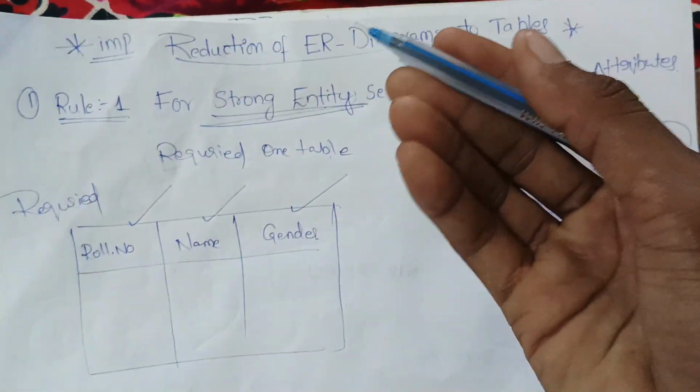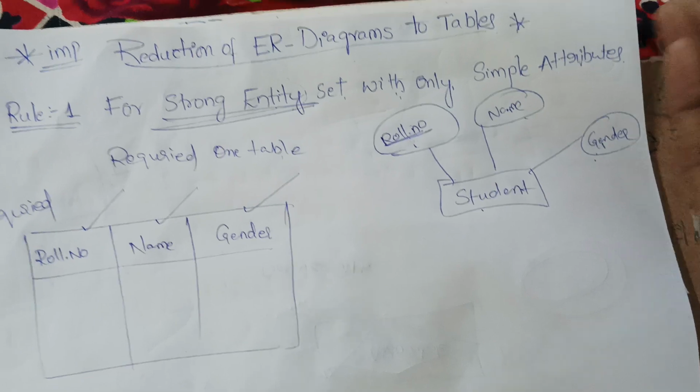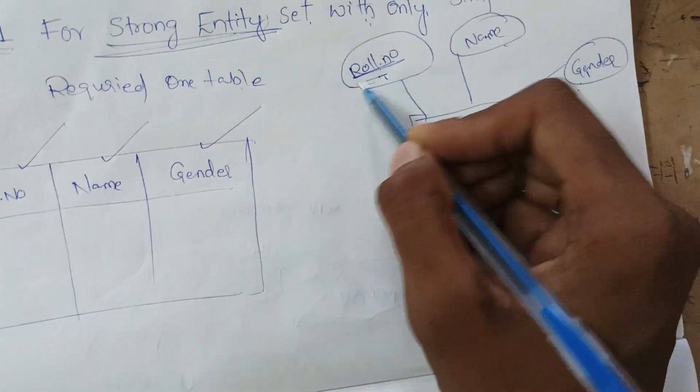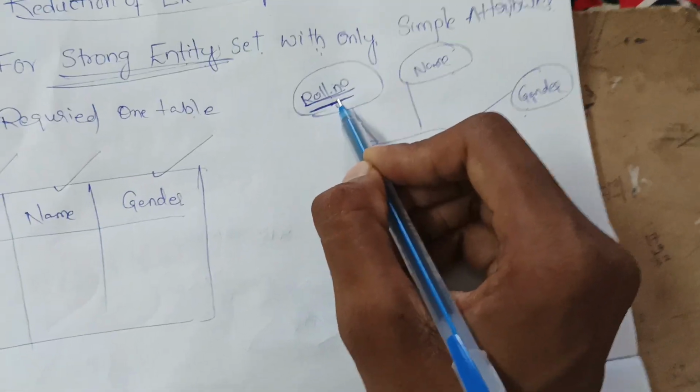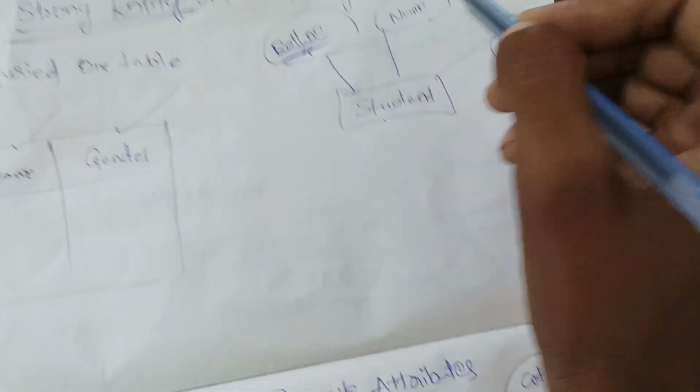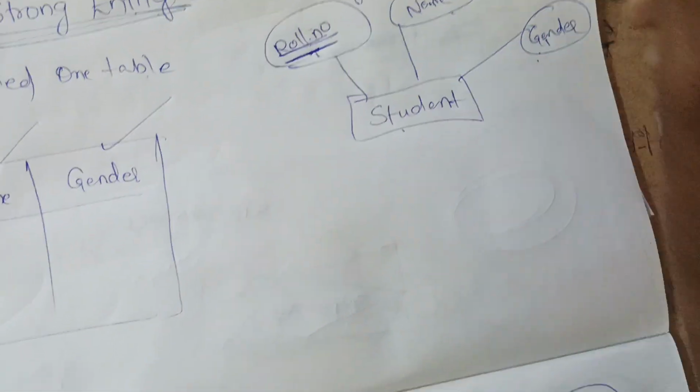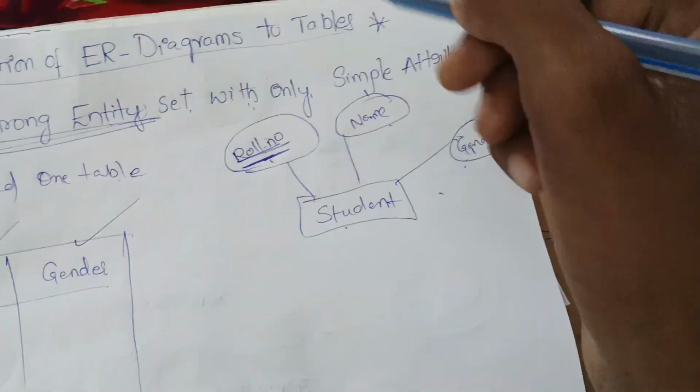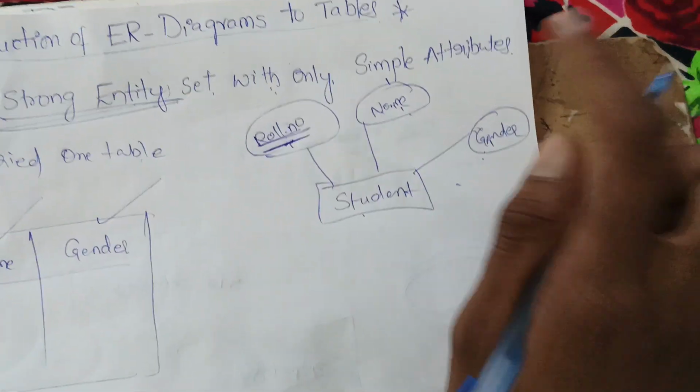That is what is meant by a strong entity: an entity which cannot be dependent on another entity. That means the entity contains at least one primary key, so retrieving and accessing data is very simple. What is meant by simple attributes? From these attributes we do not develop any other attributes. Such attributes are called simple attributes, that is, atomic values.